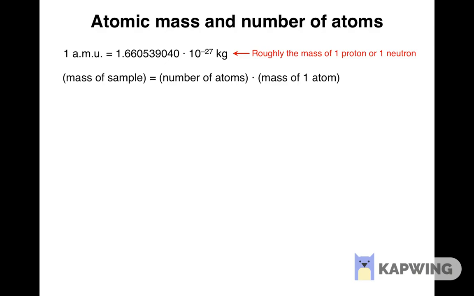Because all atoms of a chemical element are identical, the sum is equal to the number of atoms times the mass of one atom. To express the number of atoms, we divide both sides of this equation by the mass of one atom. The number of atoms is then the mass of the sample divided by the mass of one atom.